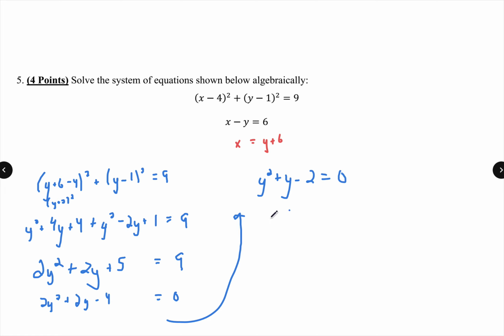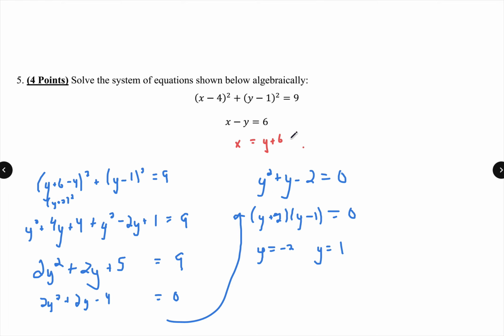This becomes an easy factor now, right? Because I'm basically just saying, well, I need two numbers that multiply to negative 2 but add up to 1. That's going to be plus 2, minus 1. Solve for y. So my first values are y equals negative 2, y equals positive 1. But I'm not done. I have to find the x values for both.